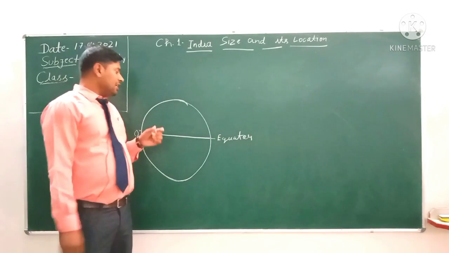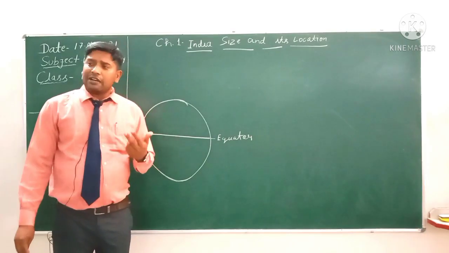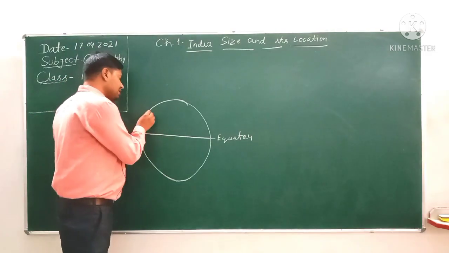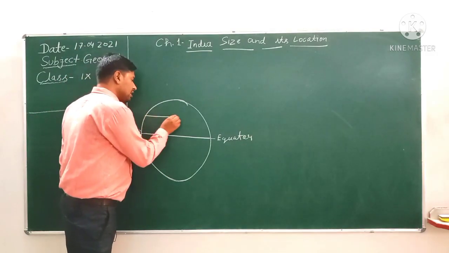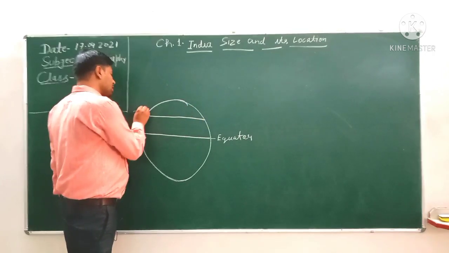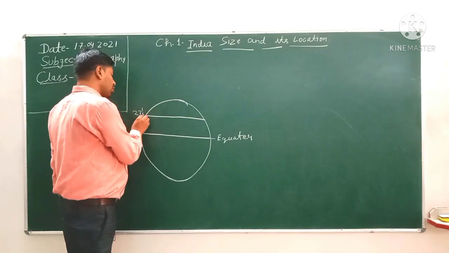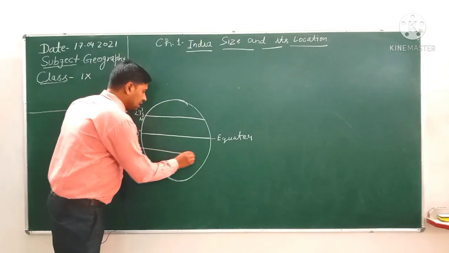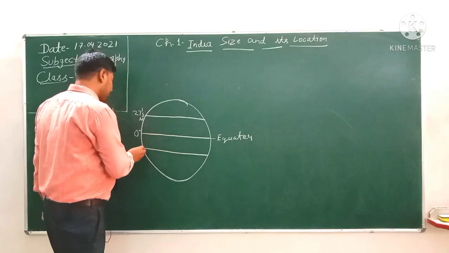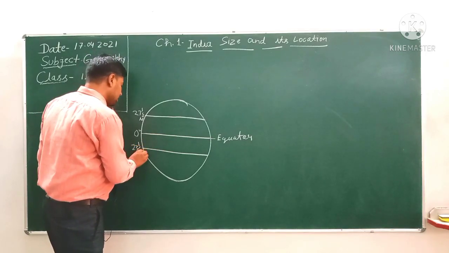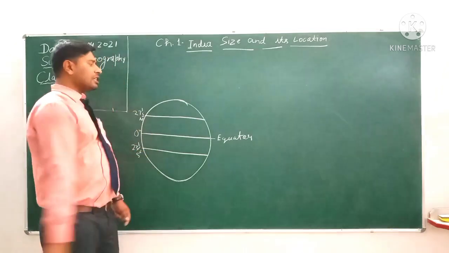Okay students, there are also other imaginary lines along with the equator. First is the Tropic of Cancer, which is 23.5 degrees north, and second is the Tropic of Capricorn, which is 23.5 degrees south. Is it clear, students?